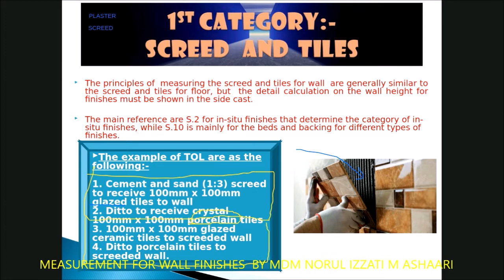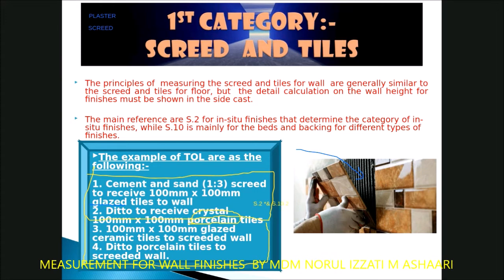Okay, so this one is under S.2 and S.10. S.2 is to show in situ finishes in terms of description. S.10.2 is to show if you have a different category of tiles, or you have screed or beds and backing to receive another category of tiles and another type of different finishes. You have to measure separately.